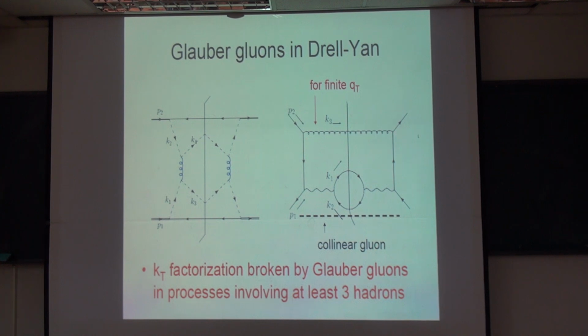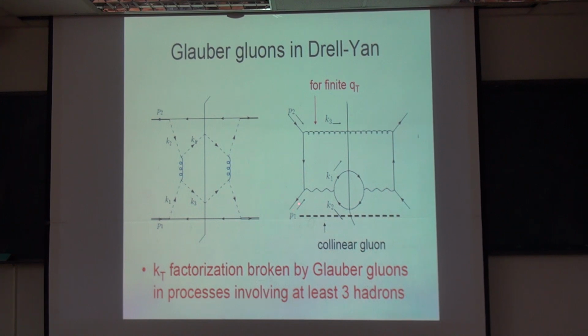So you just compare these two diagrams. Very similar, right? You have the initial state hadron, you have this final state parton here, and you have the initial parton here. So they look very similar. I just draw a collinear Coulomb gluon between hadron 1 and this, then I can draw a collinear Coulomb gluon here, just like I draw one here. So indeed, this Glauber gluon will break the factorization of the Drell-Yan process. So KT factorization is broken by Glauber gluons in processes involving at least 3 hadrons.